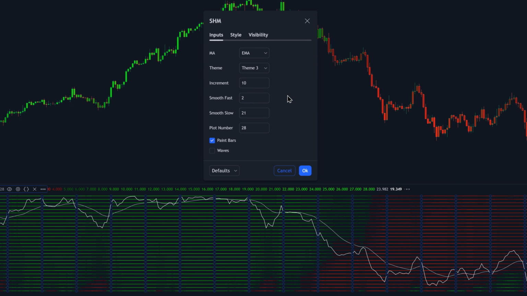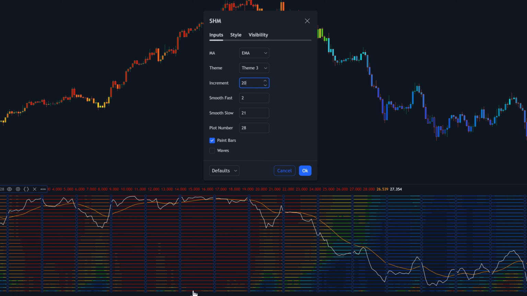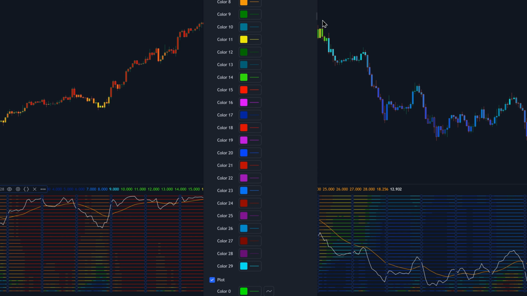Increment is right here. As said earlier, it's a value that separates the different periods for the stochastic oscillators. If you want them to be separated by, say, 20 periods, well, you can put that number here. So you'll have the first oscillator with a period of 1, then followed by 20, 40, 60, etc. The Style tab allows you to change the colors of all the 28 different oscillators used.